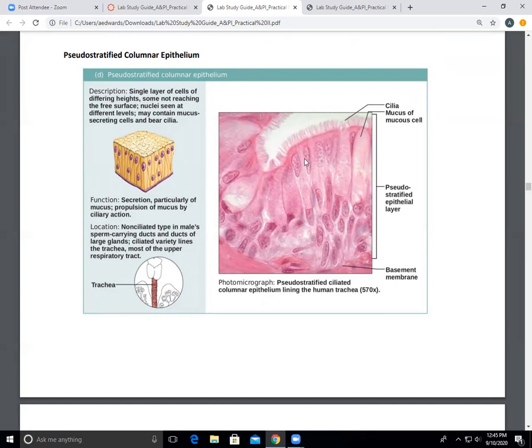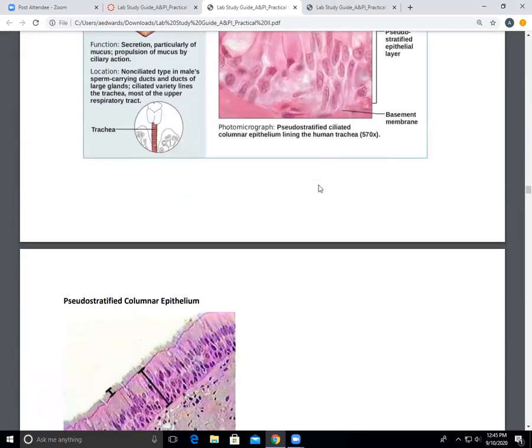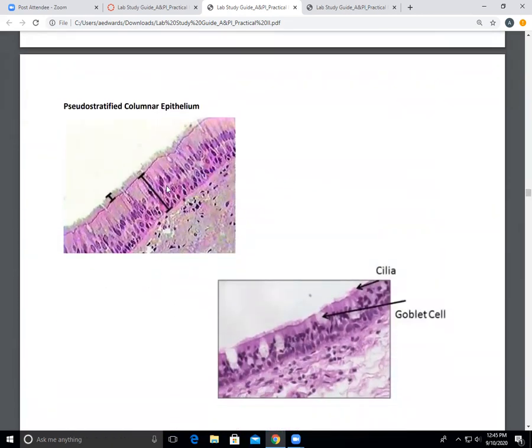All right, and these are usually involved in some sort of secretion. See these in the male reproductive system, some ducts, respiratory tract, trachea. All right. So if you see the cilia, it's a clue. It's probably the pseudostratified columnar epithelium. Not always, but in many cases it will be. And then here again, you can see another goblet cell. Okay.